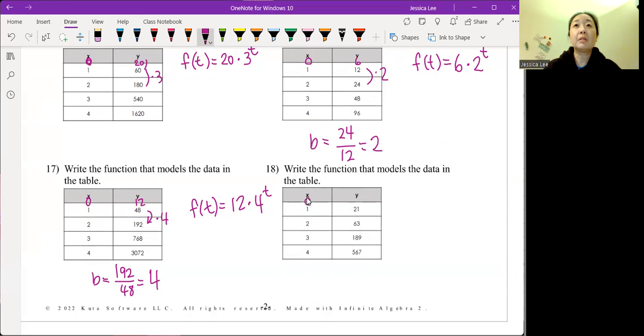And then our last one. This is going to be times 3, because 3 times 21 is 63. So dividing 21 by 3 will give you a 7. So our initial value is 7, times 3 to the t power.